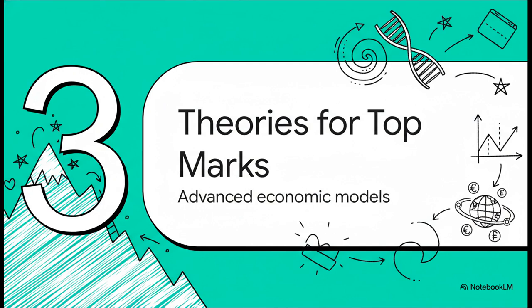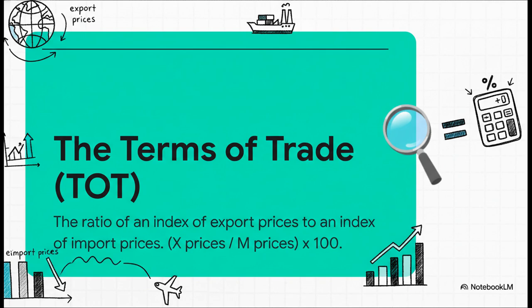Okay, let's push on to the final conceptual part. This section is all about the advanced theories, the stuff that often shows up in the tougher exam questions and is really key to getting those top marks. First up, the terms of trade, or TOT. Now, it's super important not to confuse this with the balance of trade. The balance of trade is about value. The TOT, though, isn't about value, it's a ratio of prices. The formula is the index of export prices divided by the index of import prices times 100.